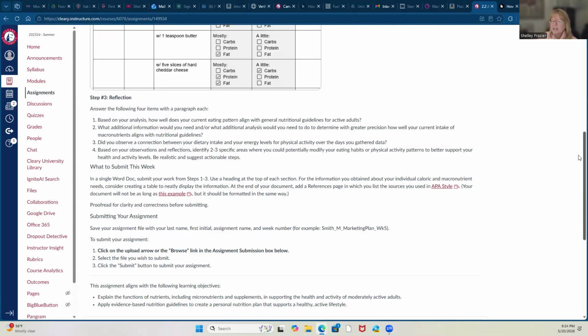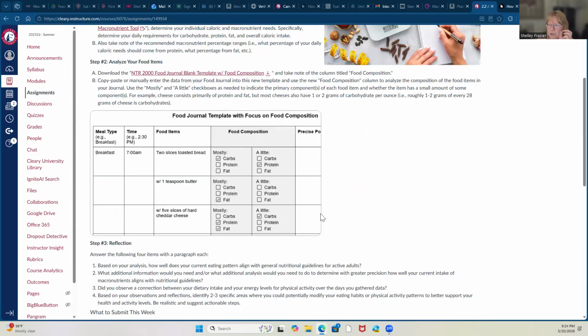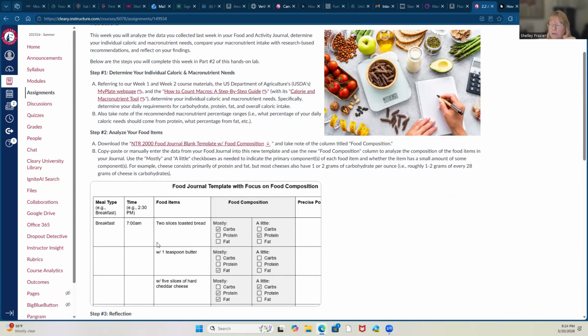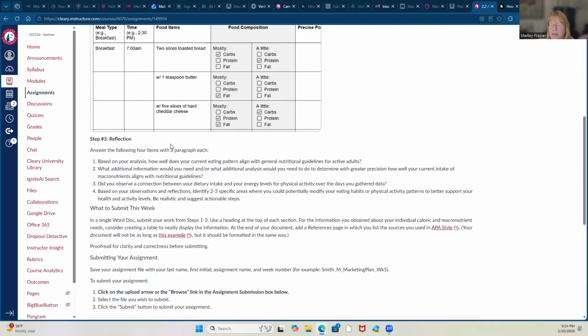Anyway, so then it says what to submit this week in a single Word document. Submit your work from steps 1 to 3. Use a heading at the top of each section. So the first one should say step 1, determine your individual caloric and macronutrient needs. And then you're going to tell me what you calculated. Step 2, analyze your fuel items. This should be in there. And number 3, with the heading, this is your reflection.